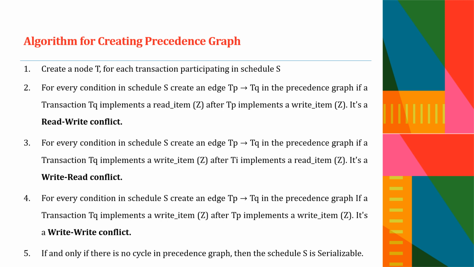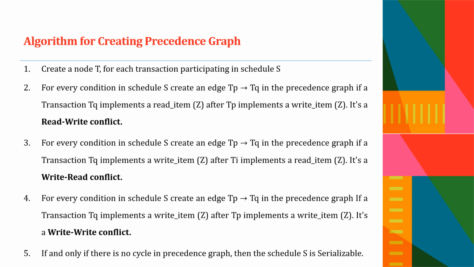The first condition is: for every operation in schedule S, create an edge from TP to TQ in the graph if the transaction TQ executes a read item of Z after TP executes a write item of Z. That is, if the transaction TQ performs a read operation after TP performs the write operation on the same data item, then that is a write-read conflict. So we create an edge from TP to TQ.